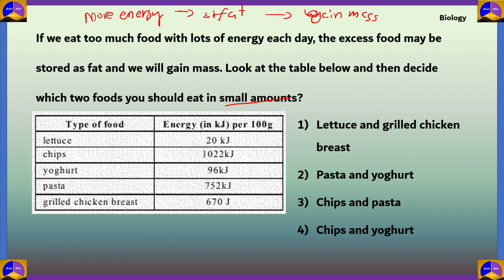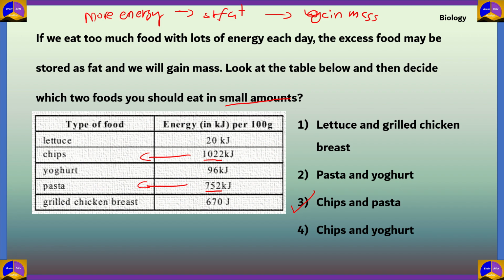Kilojoule is the unit of energy, in kilojoule per 100 gram. If we look at this, the highest we can see is 1022 kilojoule, and then it's 752 kilojoule. So 1022 and 752 are the highest numbers in the data given. If we look at them, they are the energy for chips and pasta. So it means that option 3 is the right answer, chips and pasta.